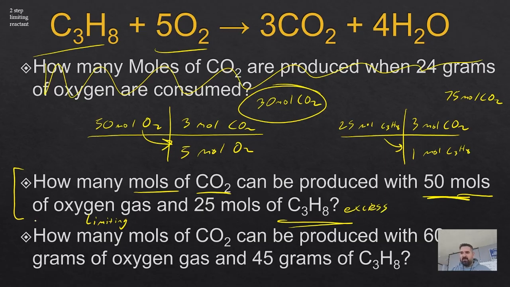So the next question, how many moles of CO2 can be produced with 60 grams of oxygen and 45 grams of C3H8? This is just the two-step version of the same question. I'm not going to go over it. You just solve for 2 steps. Your final answer, the lesser of the two, is going to be the correct answer. Let's go ahead and move on.